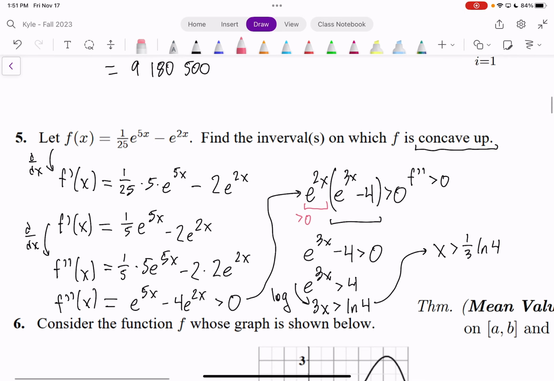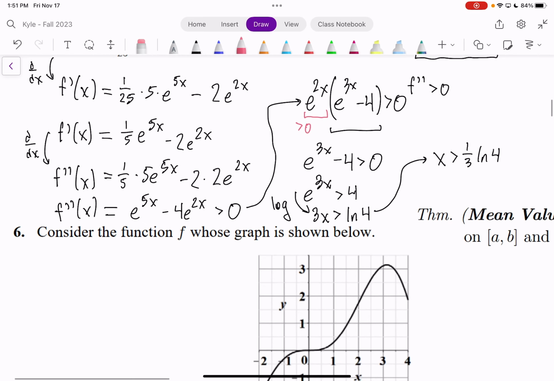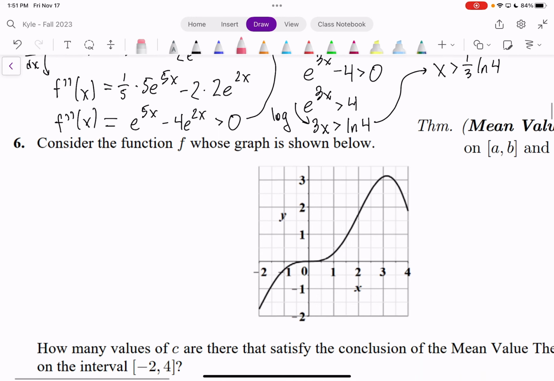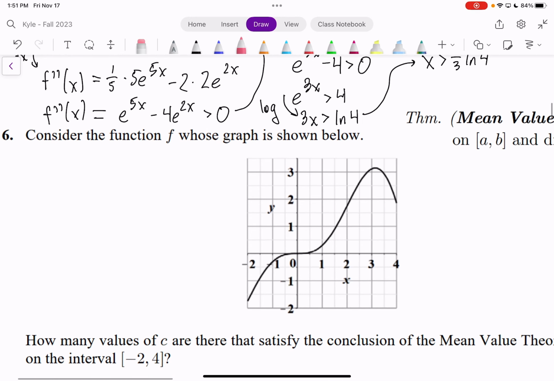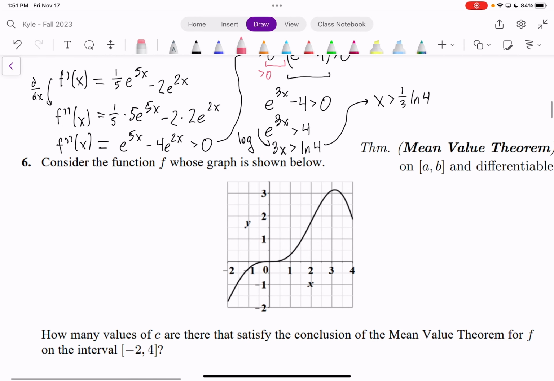All right. Keep moving swiftly along. Question 6 here asks us to consider the function f whose graph is shown below. It asks us how many values of c are there that satisfy the conclusion of the mean value theorem for f on the interval from -2 to 4.